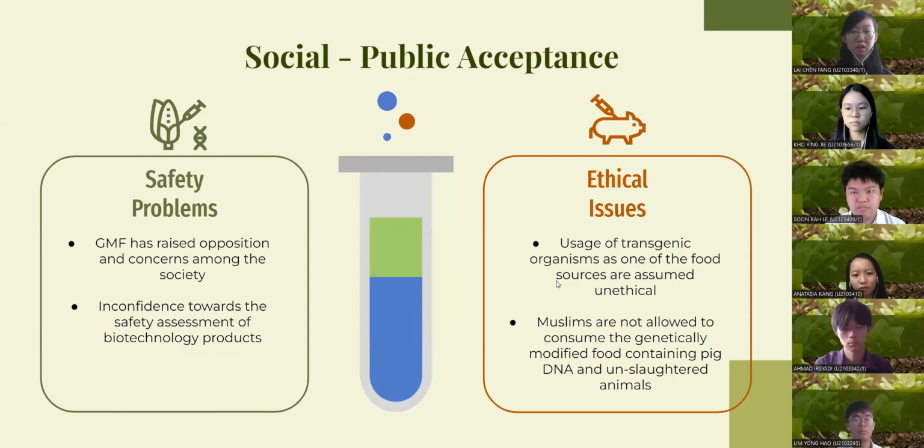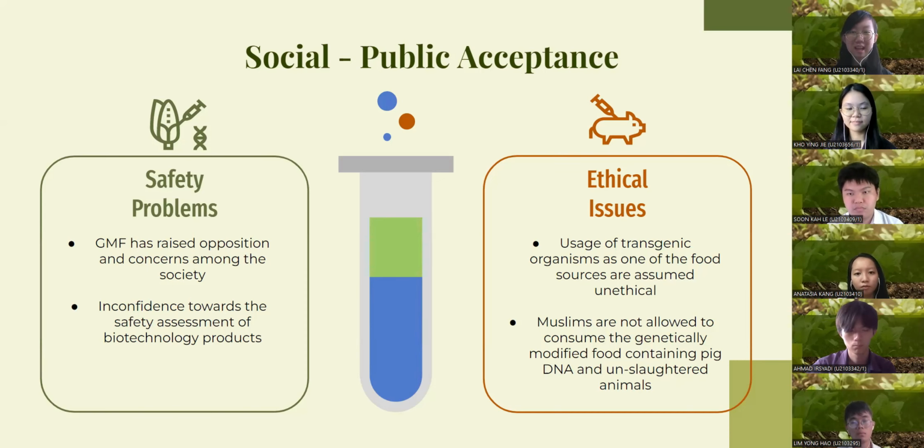Next, we will focus on public acceptance. There is a strong need to create understanding of biotechnology among all key stakeholders, such as scientists, politicians, farmers, and the general public. The first problem is the safety problem. GMF has raised opposition and concerns among society, especially from consumer associations. The public has little confidence in the safety assessment of biotechnology products.